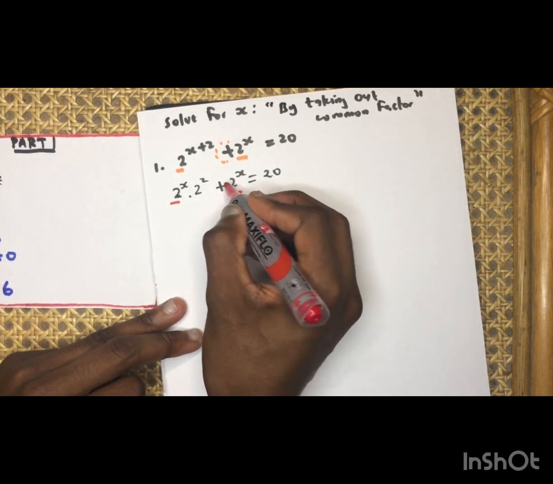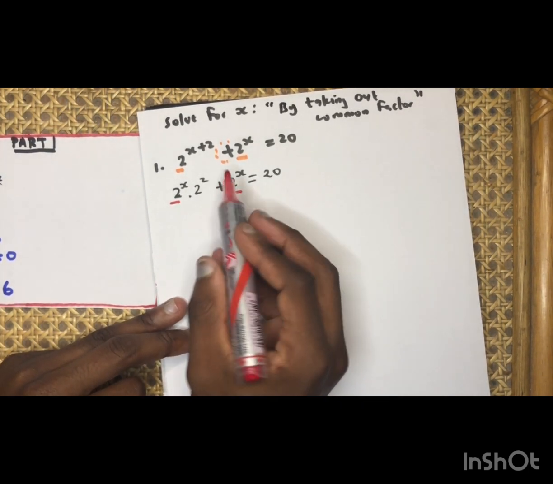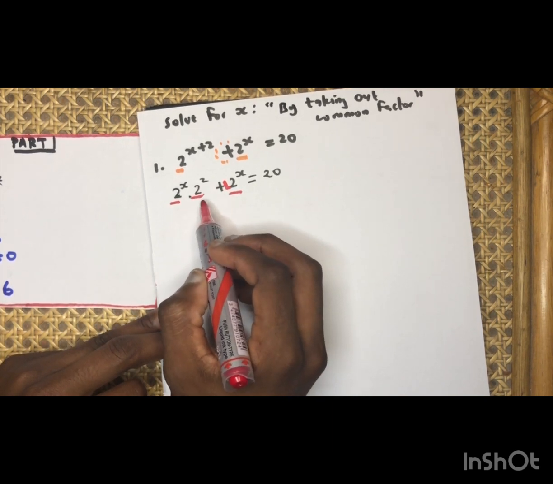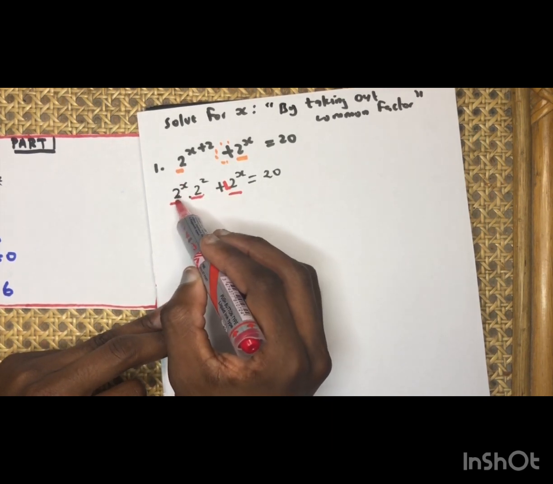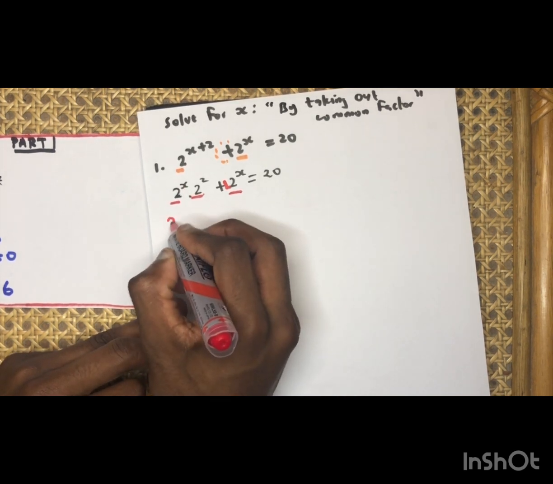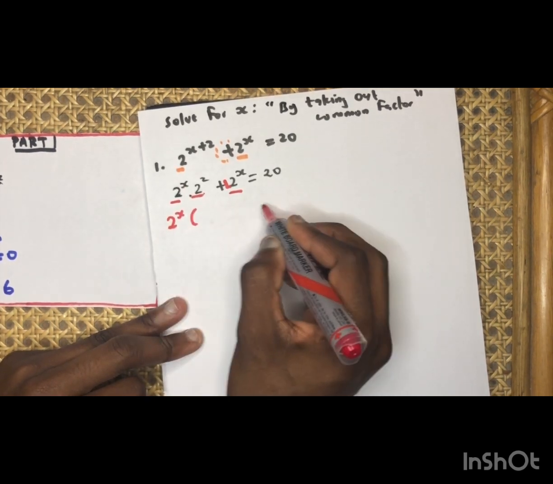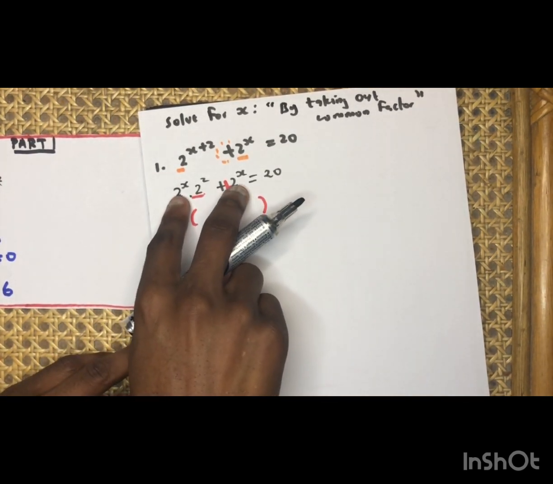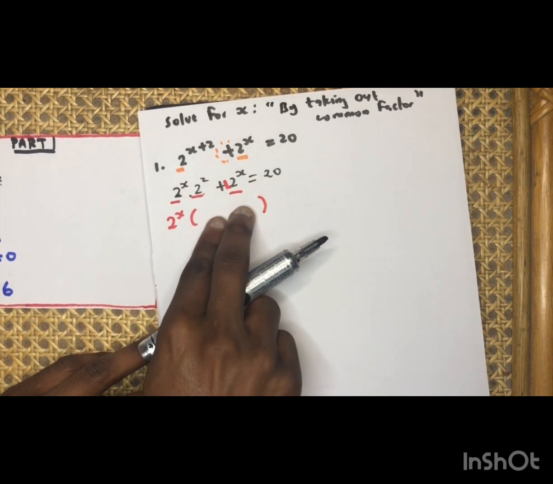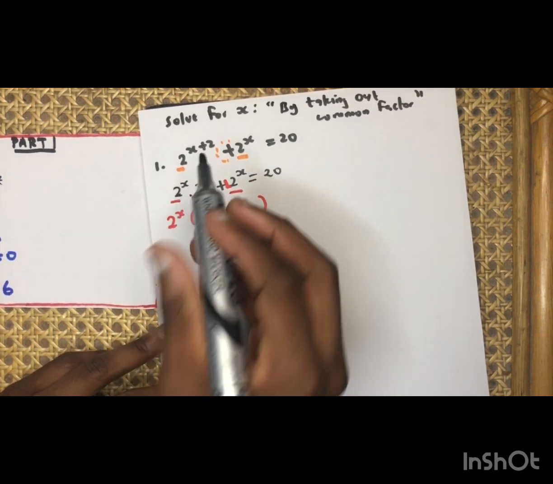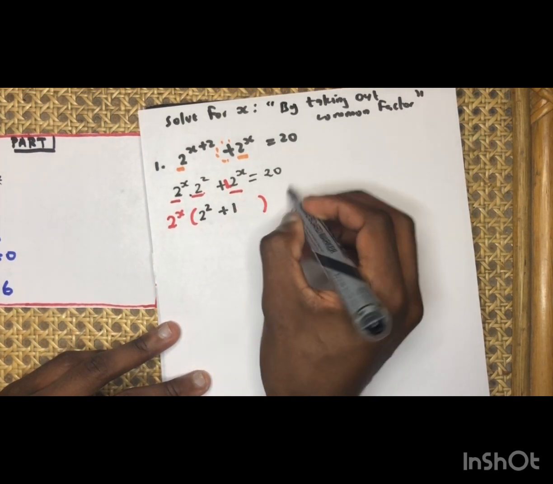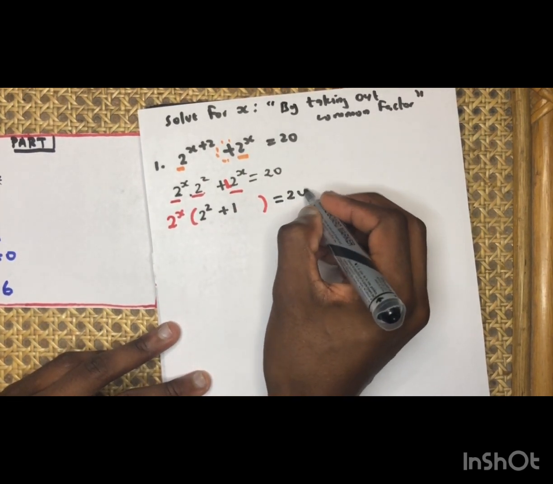Remember, the coefficient here was 1, so our coefficients are not common here. The only thing that is common is 2 to the power x. So I'm going to take out 2 to the power x. Remember, I have to open my brackets if I take out the common factor. We're having a binomial here, so I must have 2 terms inside the brackets. So now I'm left with 2 to the power x times (2 to the power 2 plus 1) equals 20.